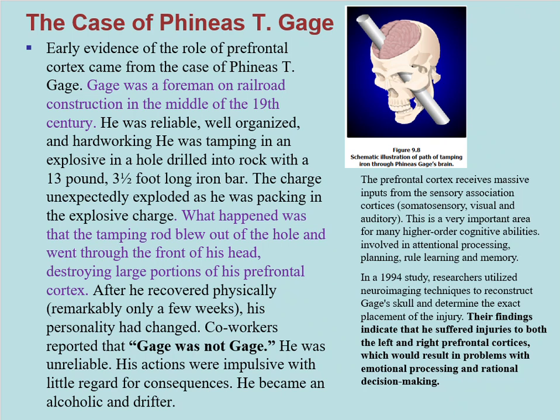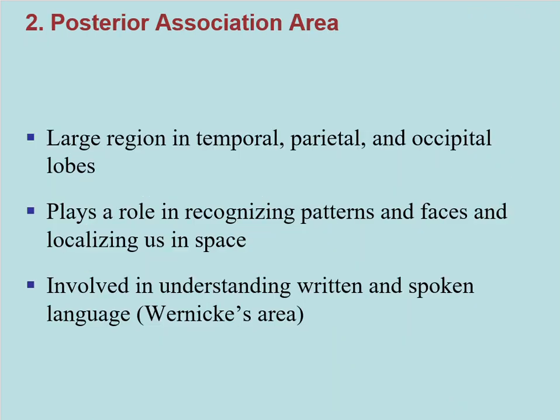So in 1994, studies were reinvented to look at this case of Phineas T. Gage. Researchers utilized neuroimaging techniques to reconstruct his skull and determine the exact placement of the injury. Their findings indicate that he suffered injuries to both the left and right prefrontal cortices, which, now that we know more information, would result in problems with emotional processing and rational decision making, which explains his coworkers saying Gage was not Gage and that he changed his personality. It was all because of that damage to his prefrontal cortex.